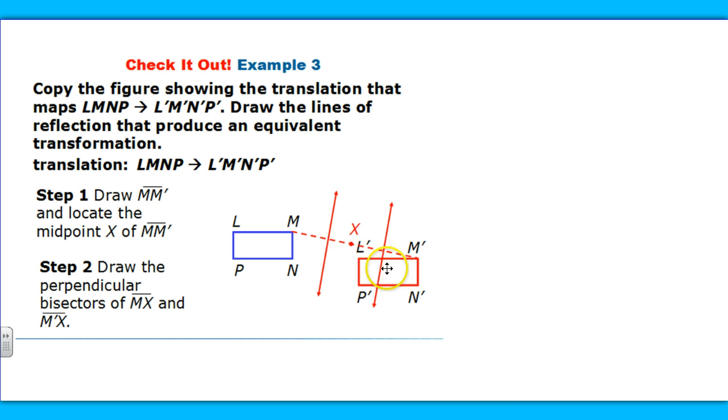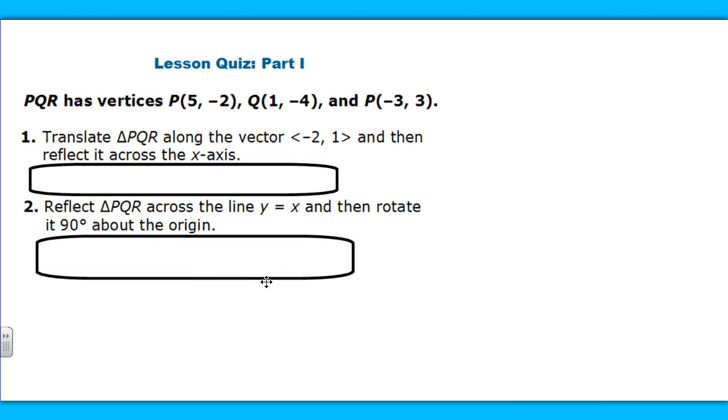So the distance between them, these parallel lines, is half the distance of the entire M to M prime. And that makes sense, right? Because they travel between the two midpoints. So, okay, pause the video, come back and check your work.